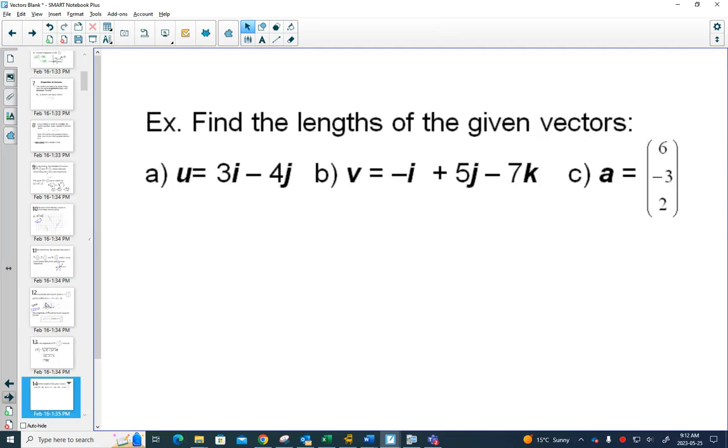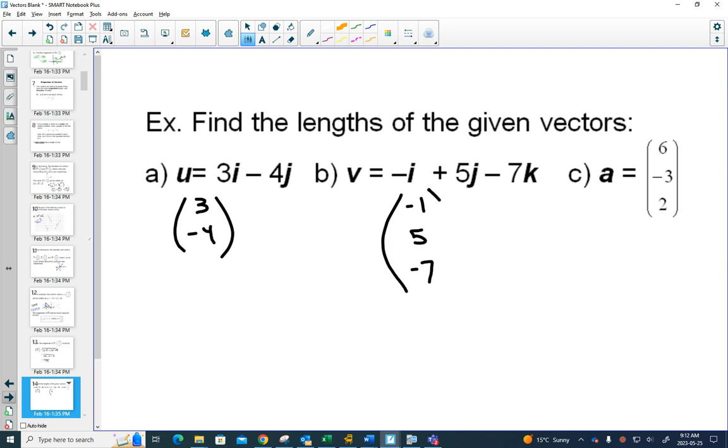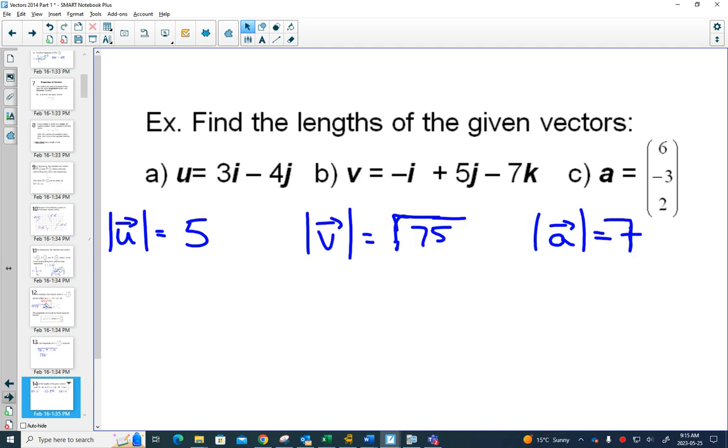Okay? So I'd like you to find the lengths of all these. This first one is just your regular 2-dimensional one. If you want, you could write this as a column vector. We could write this one as a column vector. I'm going to add arrowheads to these just to practice that. All right, let's check how you did.